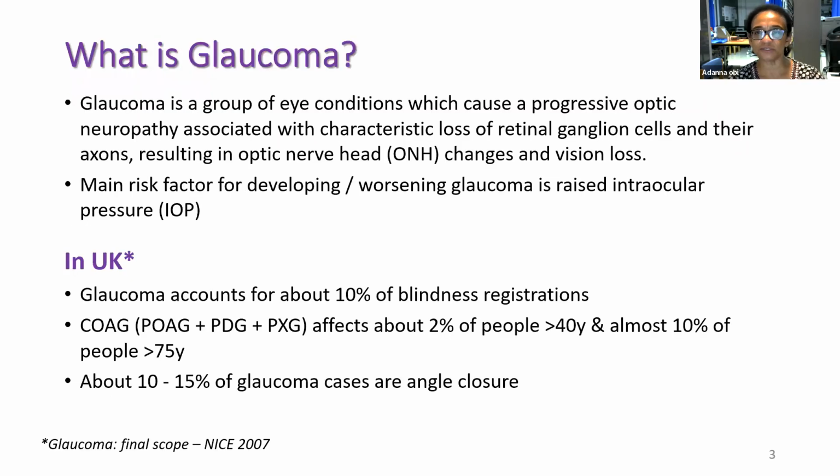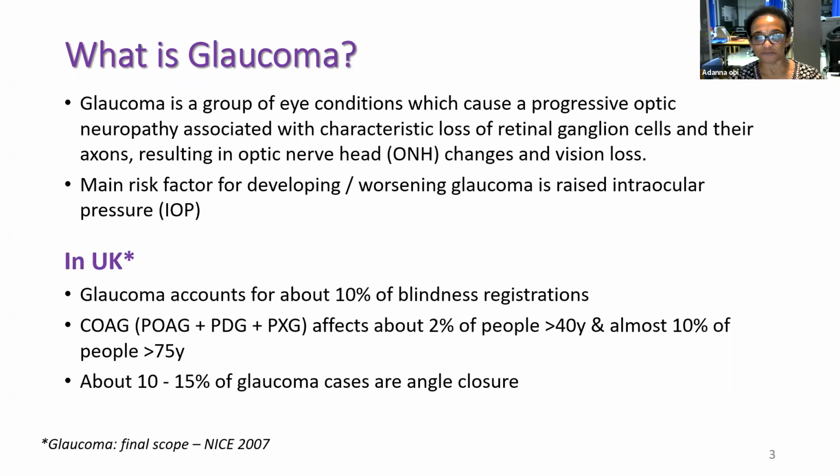Right, so we know glaucoma is an optic neuropathy. We know it's progressive, and we know that you have characteristic changes. You get loss of retinal ganglion cells, and then the axons. That causes changes in the optic nerve head, and then you get vision loss if it's untreated. The main risk factor for glaucoma developing in the first place or getting worse is a pressure higher than your optic nerve can cope with, which is usually above our statistical upper limit of normal, which is 21.